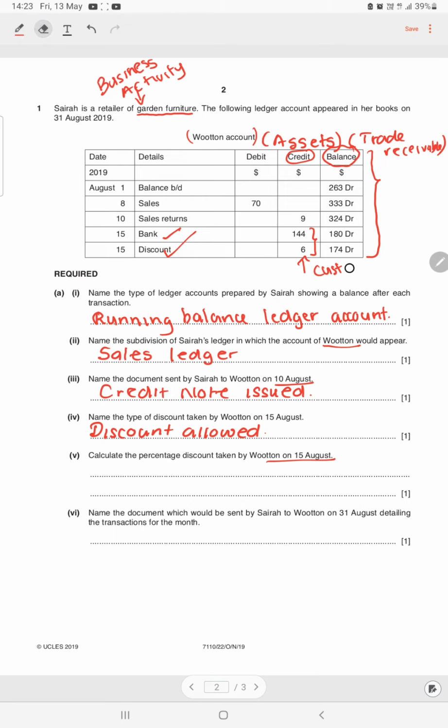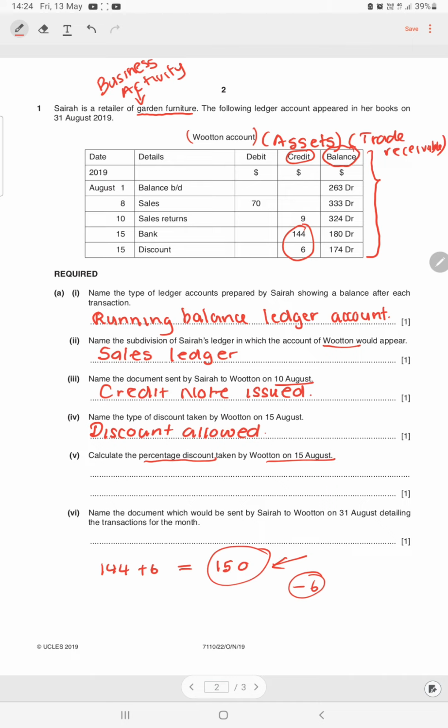Okay, so we identified the two entries relating to the cash discount. You need that to identify the percentage discount. To find the percentage, you add the cash entry plus the discount, which is 150. Originally this is the amount that Wuton had to pay you. Wuton had to pay you 150, but Sarah gave him a discount of $6.